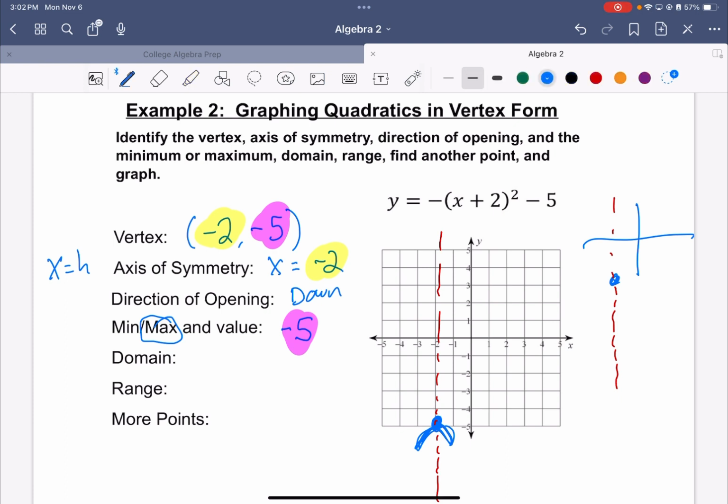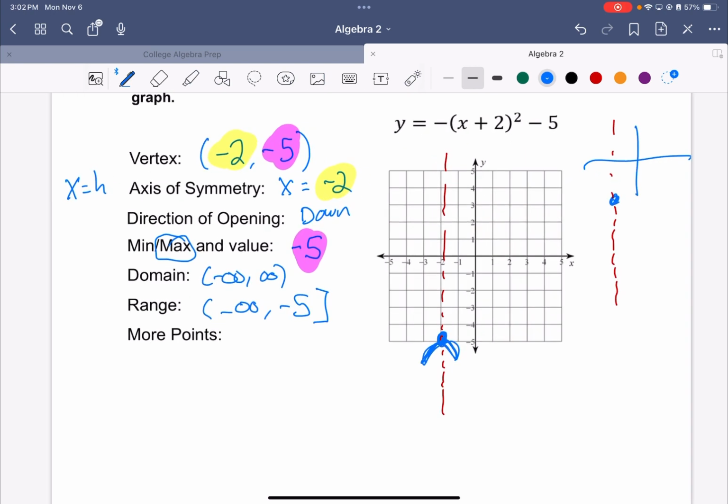Domain, it's always the same. Negative infinity to infinity. The range, remember what range means. Range means from its lowest to its highest. What's my lowest point here? Negative infinity. What's my highest point? -5. A bracket, technically, if you put a parenthesis, whatever, I don't care. Okay. So we've got the domain, we've got the range taken care of.